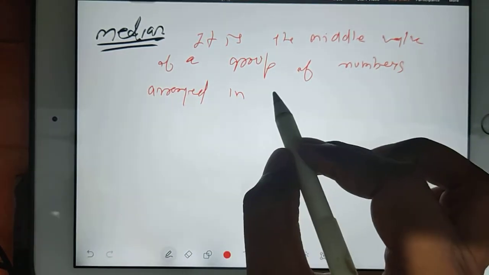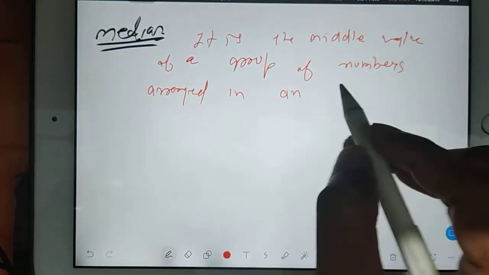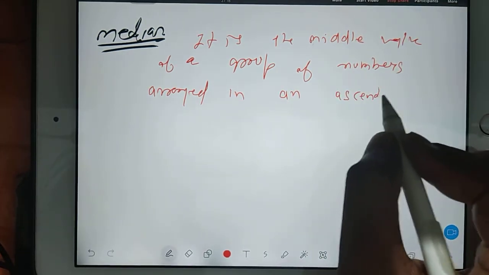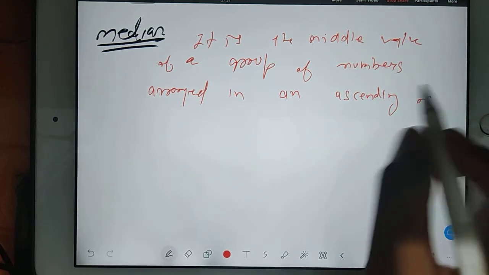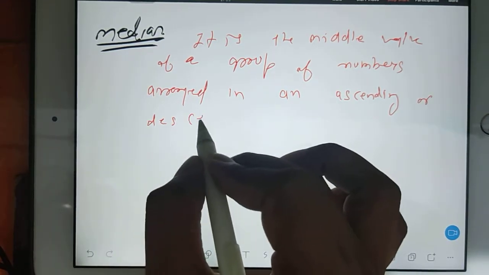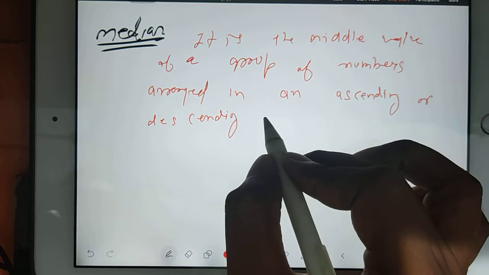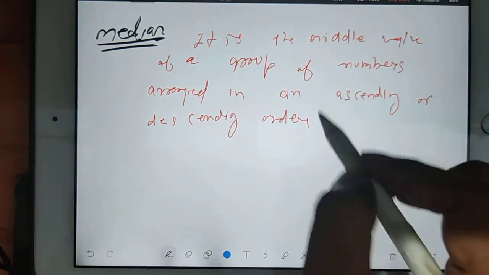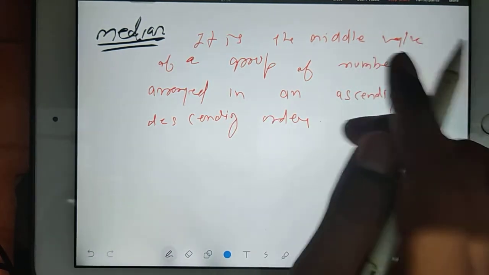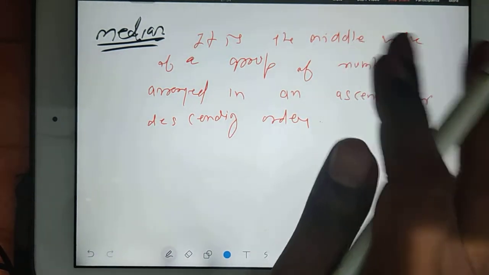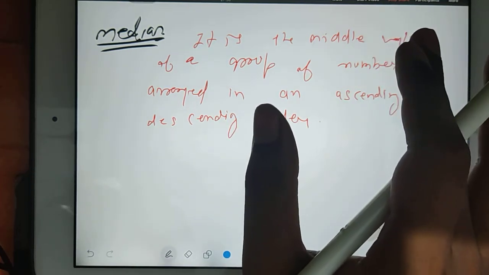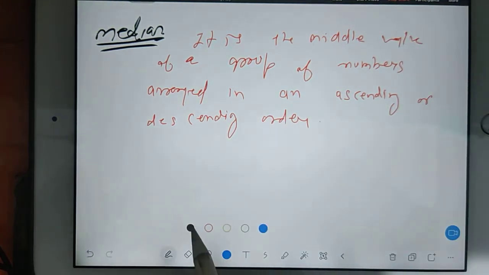arranged in an, now see guys, I am writing a word, ascending or descending order. So some data will be given. That data you will arrange either in ascending order or in descending order. So one example we'll take parallelly.